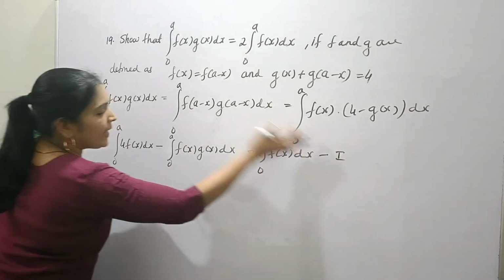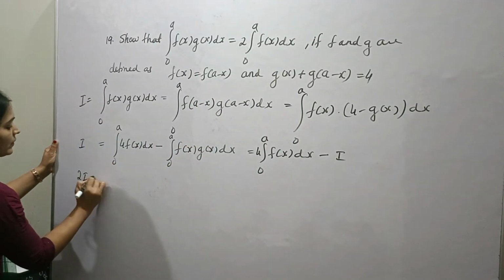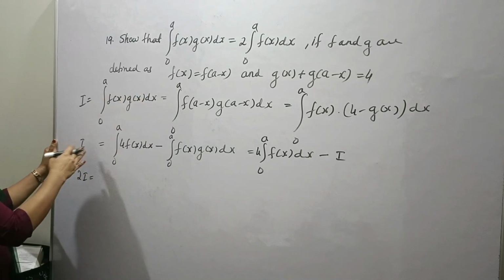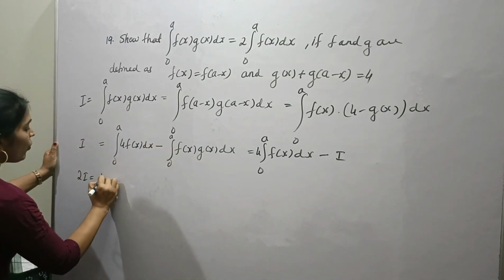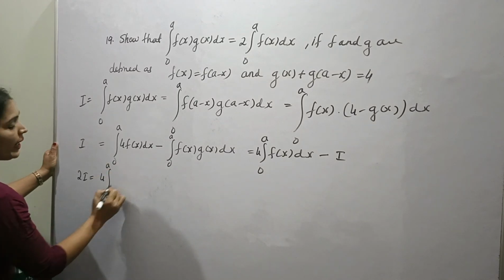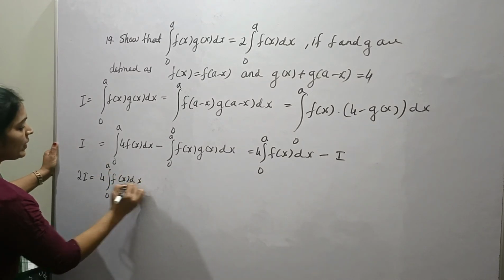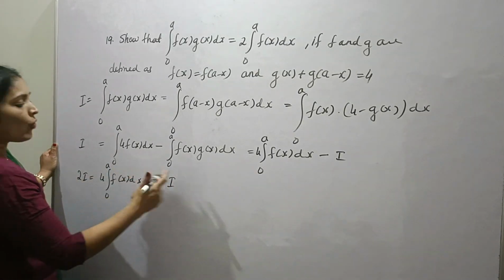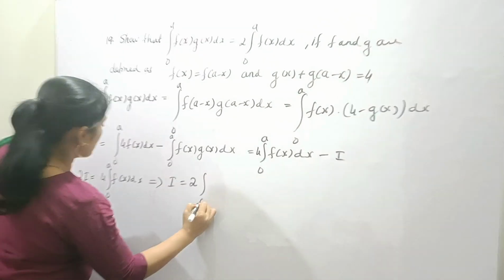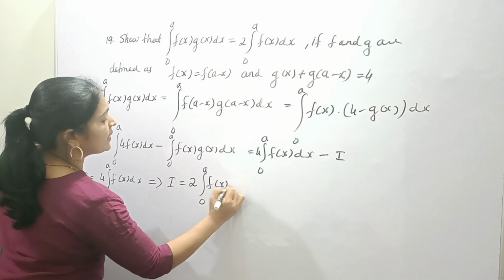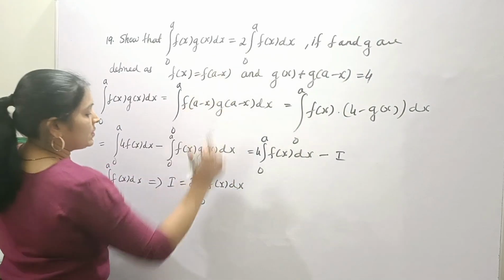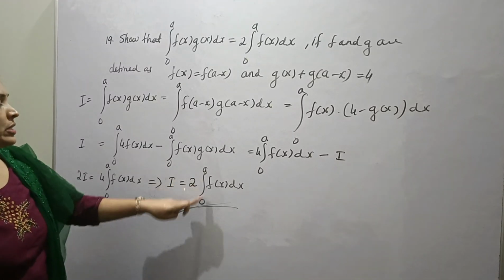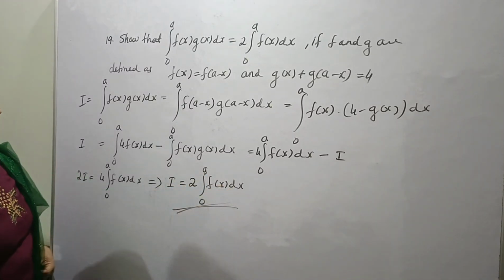So let's take this I to the left side. It is minus I, so when we take it to the left side, it will be plus I, right? So I plus I, 2I, is equal to 4 into integral 0 to a f of x dx. So what is I? That implies I is equal to, taking 2 to the right, 4 by 2, that is 2 integral 0 to a f of x dx. See, this is what we have to prove. I is equal to 2 into integral 0 to a f of x dx.